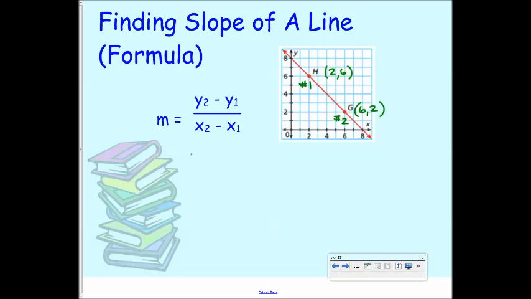So y2 is 2 minus y1 is 6. And then x2 is 6 and x1 is 2. Thank you, Ashley. All right, what's 2 minus 6? -4. And what's 6 minus 2? +4. So it ends up being -4 over +4, which reduces to what? -1. A slope is negative if your line is going which way? Downhill.